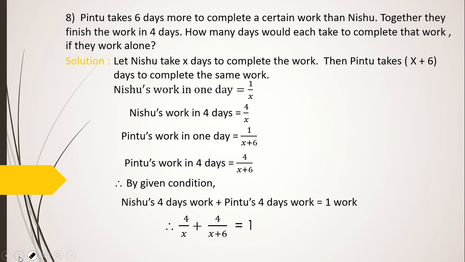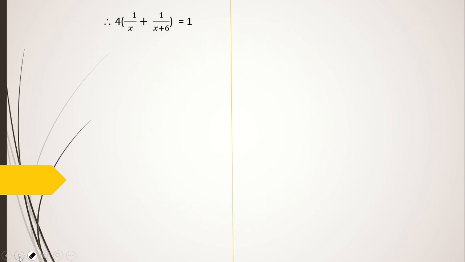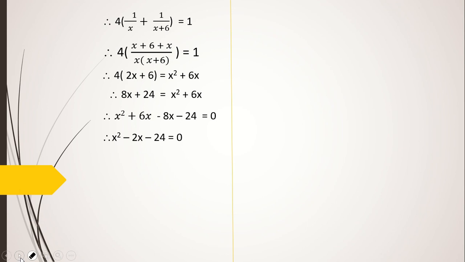So we add them, take that 4 out as common. Now cross multiply. This will become x plus 6 plus x upon x into x plus 6. This is how we cross multiply, right? x plus x is going to be 2x plus 6. And this goes that side, x into x is x square plus 6x. Now multiply this 4 inside the bracket. 4 2s are 8x plus 4 6s are 24. Now rearrange the terms. We will get x square minus 2x, 6x minus 8x is minus 2x, minus 24 is equal to 0.